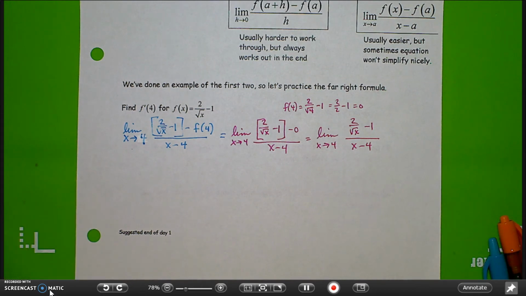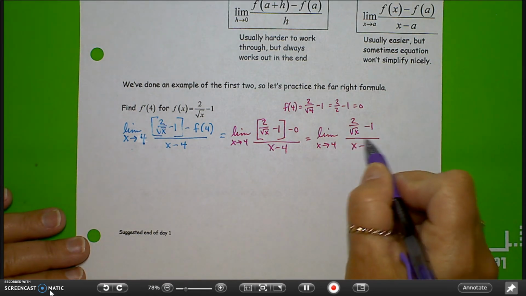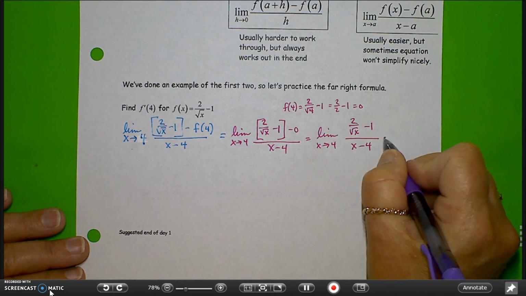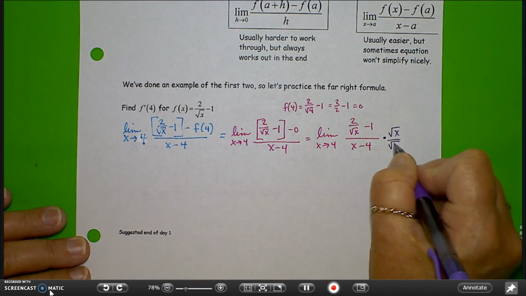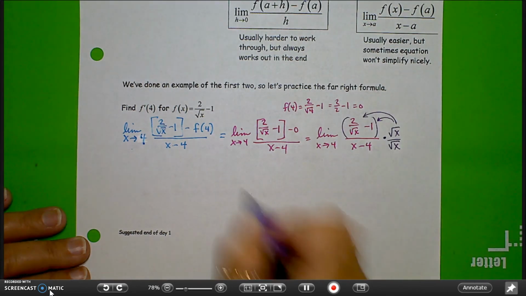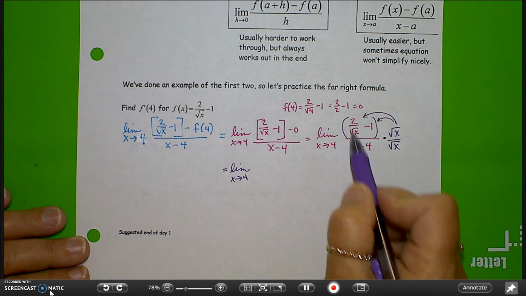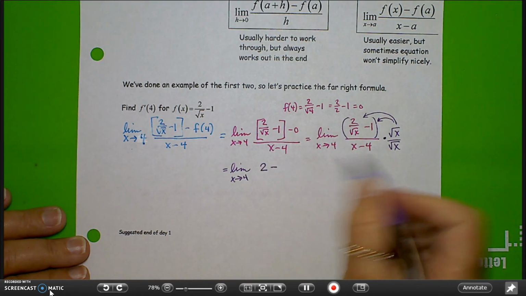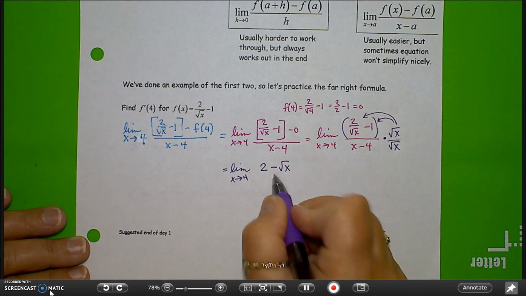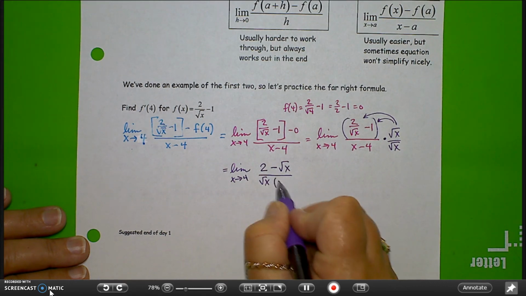Alright, so now I need to clean that up. I have a fraction within a fraction. That's no good. So the first thing I want to do is clear the fraction out of the numerator. The best method is to get a common denominator in the numerator and multiply by that on the top and bottom of this expression. So when I multiply by square root of x, I distribute that to the numerator. I get the limit as x approaches 4. X times this just leaves 2, minus 1 times root x is just negative root x, all over, the denominator got a little messier, square root of x times quantity x minus 4.